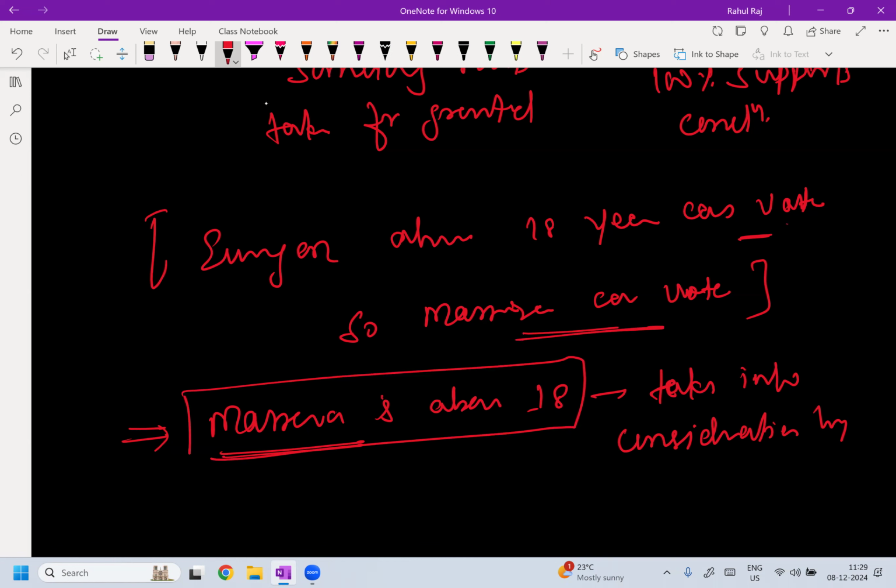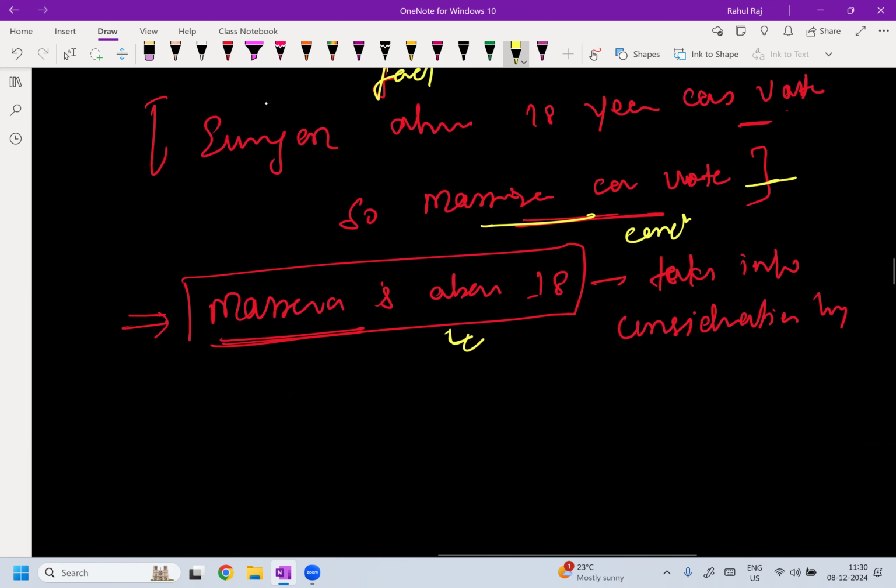When I say everyone above 18 years can vote, this is a fact. And so Masira can vote, this is a conclusion. So this is an argument given to you. And Masira is above 18 years is not stated in the argument, but it is taken by default into consideration. If you do not take this assumption into consideration, then our conclusion is faulty. So when you write a statement, everyone above 18 years can vote, so Masira can vote, it by default means that Masira is above 18 years and it need not be stated in the passage. So this is an assumption.